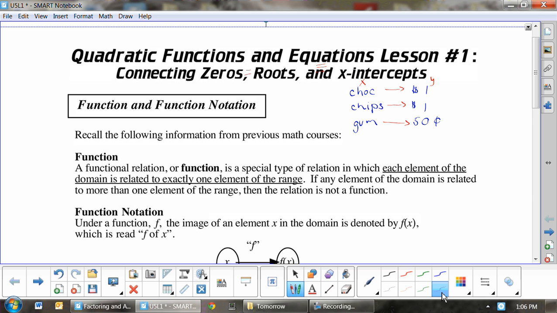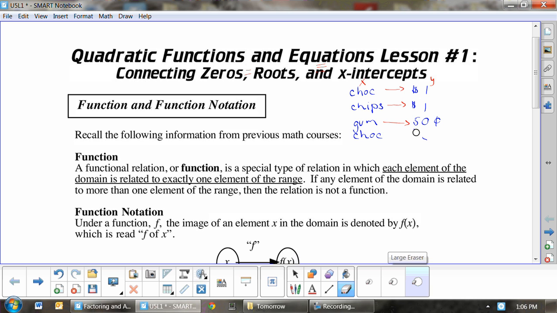If you were standing in front of a vending machine and you saw, okay, chocolate bars are $1, chips are $1, gum is 50 cents, and then you saw another chocolate bar, the same one, they're both Kit Kats, equal to $2, that would be confusing, right? We'd be like, well, what the heck? Why is it $2? So in a function, we can't have the same thing equal to two different things, okay? Just like in a vending machine, we can't, right?